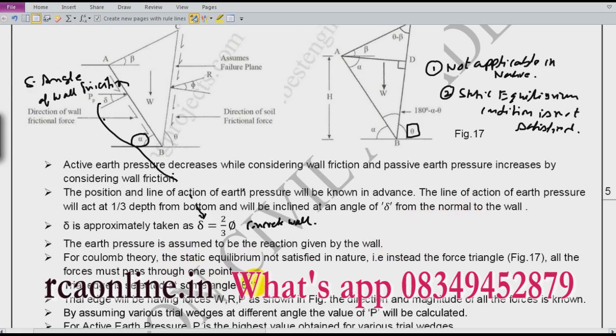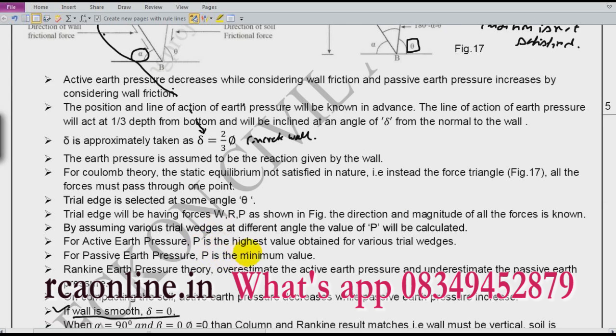The next part is the trial wedge. So he takes a lot of trial wedges and makes this diagram. But the important part in these trial wedges is that the failure plane is the one at which the highest value is obtained for active earth pressure. Please remember this thing. And for the passive state, the value should be minimum for the failure, as he described. Just remember these things and don't go into the detail first.